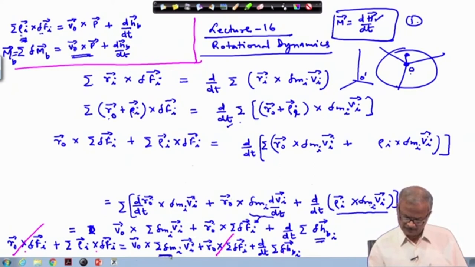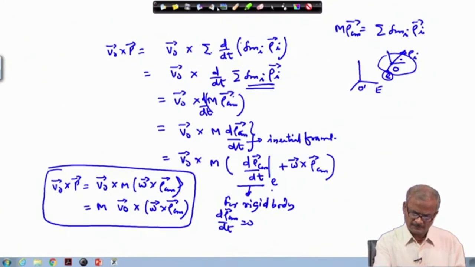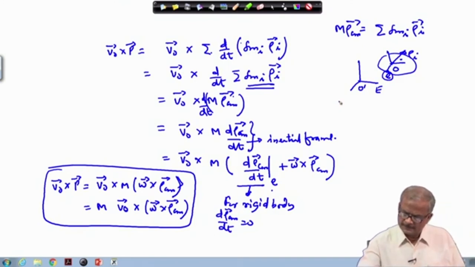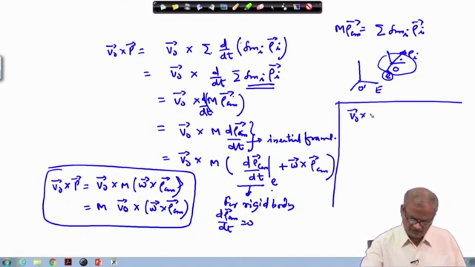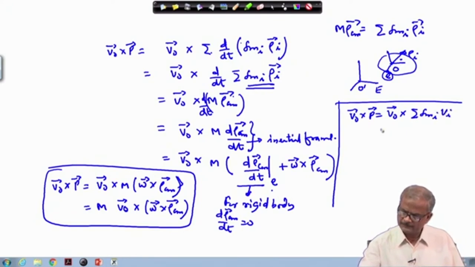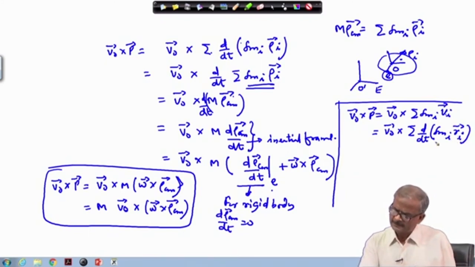Okay, this particular part, V 0 cross delta m times V I, which we have written as V 0 cross P, we can discuss it here itself. V 0 cross P we have written as V 0 cross summation delta m I times V I. So, we can write this as d by d t of delta m I times r I, because V I is nothing but d r I by d t, and delta m is constant. So, therefore, we have written it like this.